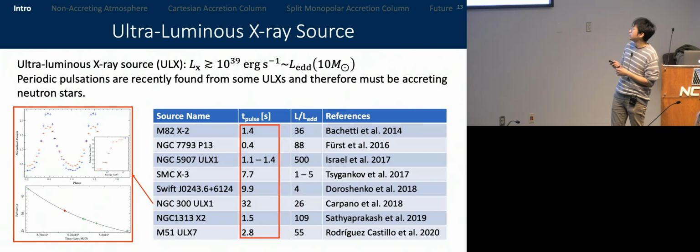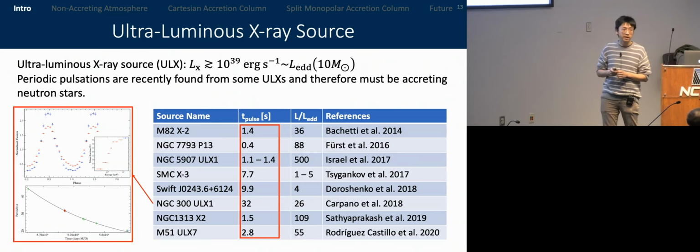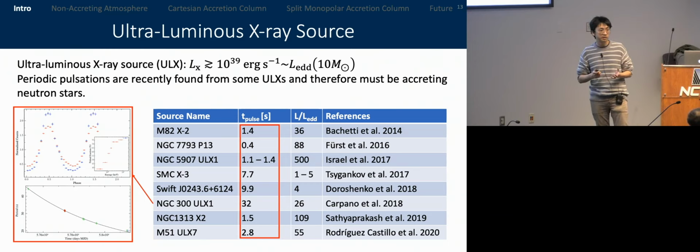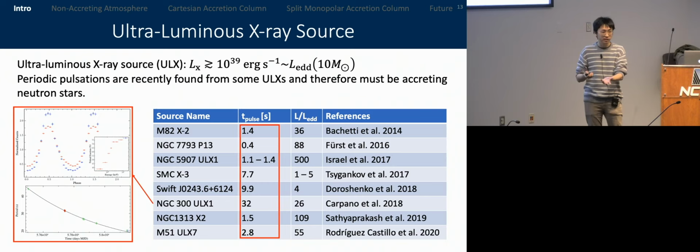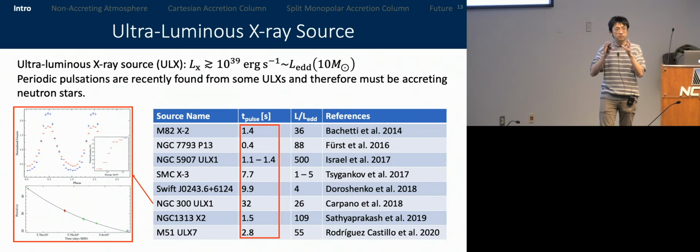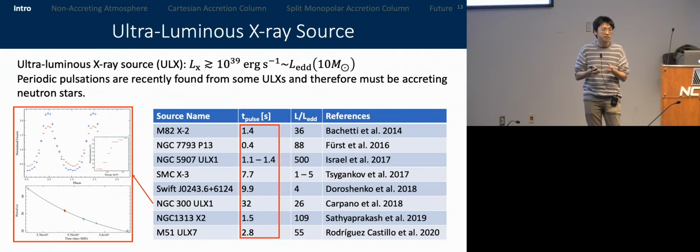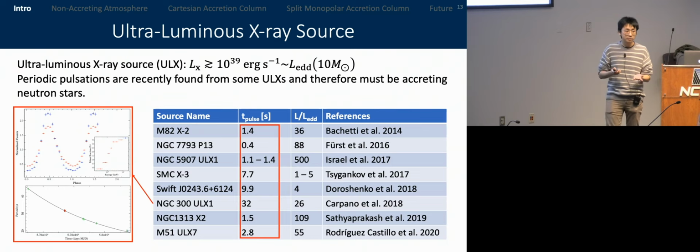And until recently, people found out some of them are actually neutron stars. And neutron stars have about 1.4 solar mass. So this is pretty weird, right? Because how can you eject such a large amount of energy from an object that's only 1.4 solar mass? Therefore, you should have a very strong beaming effect, or some other mechanism, say magnetic opacity, which we will talk about later.